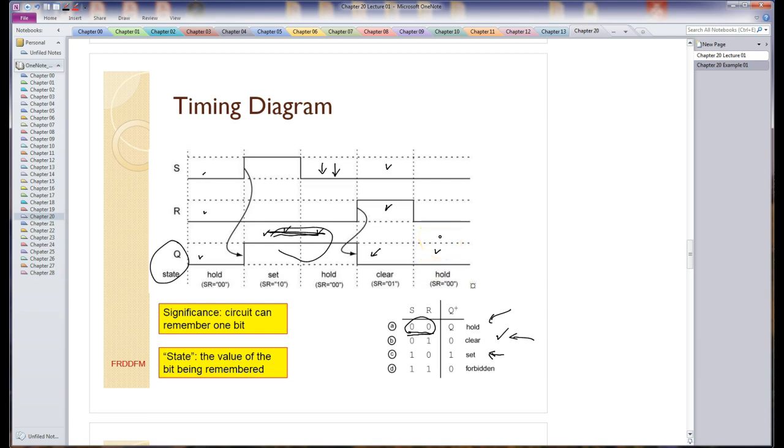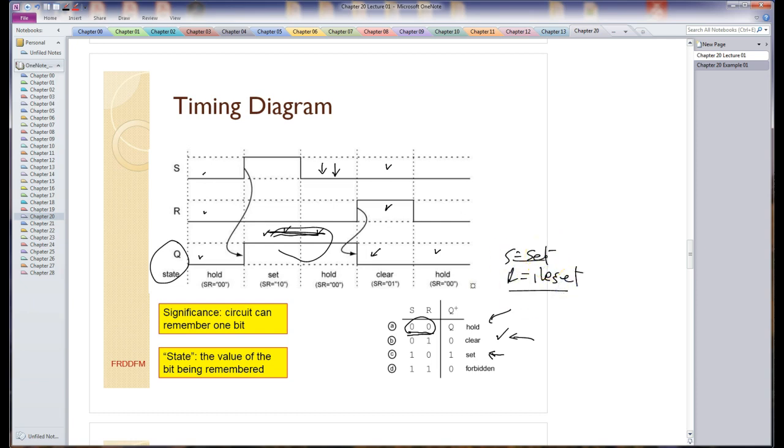So in the circuit, the way I get this output to change to 1, I set it. The way I get the output to change to 0, I clear it. If I want to hold the output, I hit the hold condition, which is S and R equals 0, 0. So roughly speaking, S equals set and R equals reset.